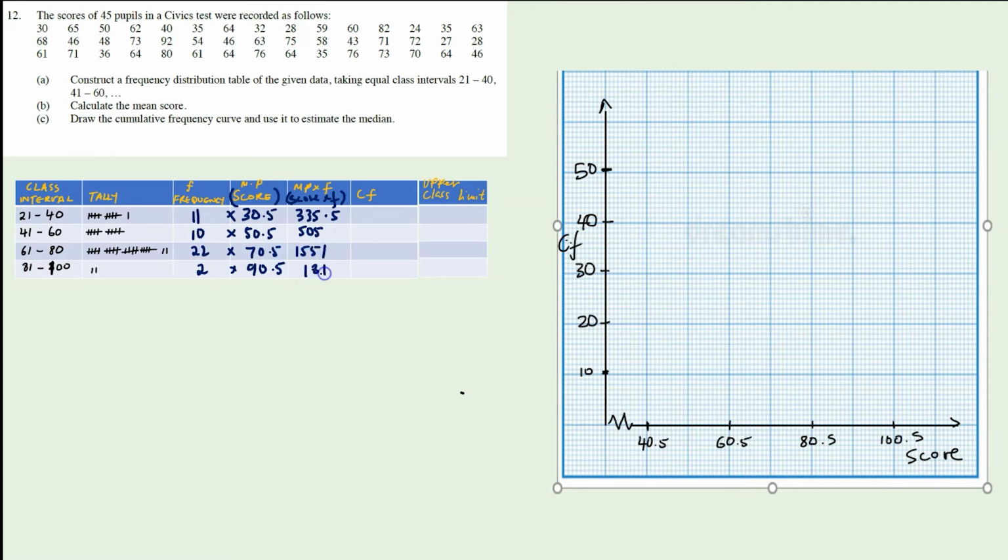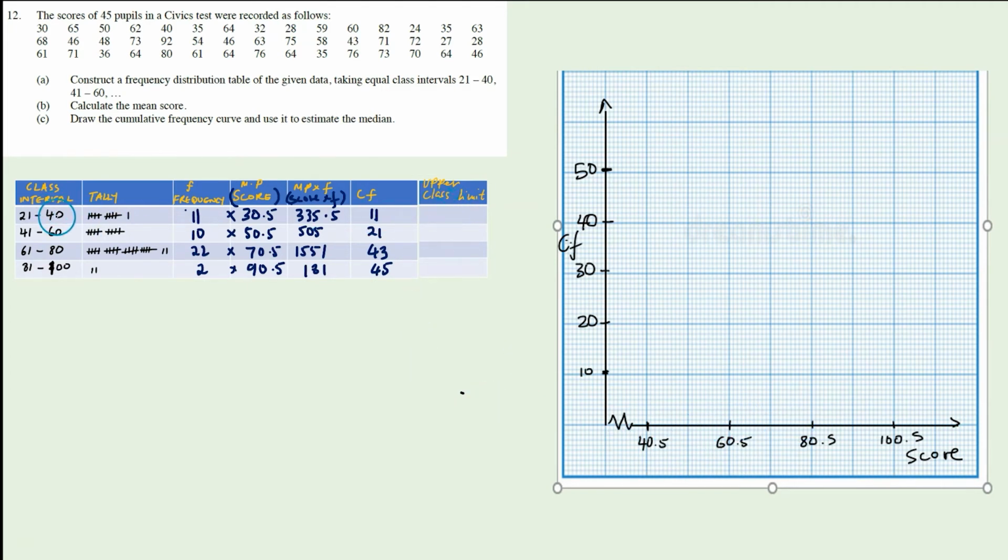And this is 181. Now we need cumulative frequency to draw our cumulative frequency curve. So what is cumulative frequency? All you have to do is just add the frequencies as you go down. So you start with the first frequency, which is 11. So we write 11, then add 10, so that's 21, add 22, so that's 43, and then you add 2, and that's 45.